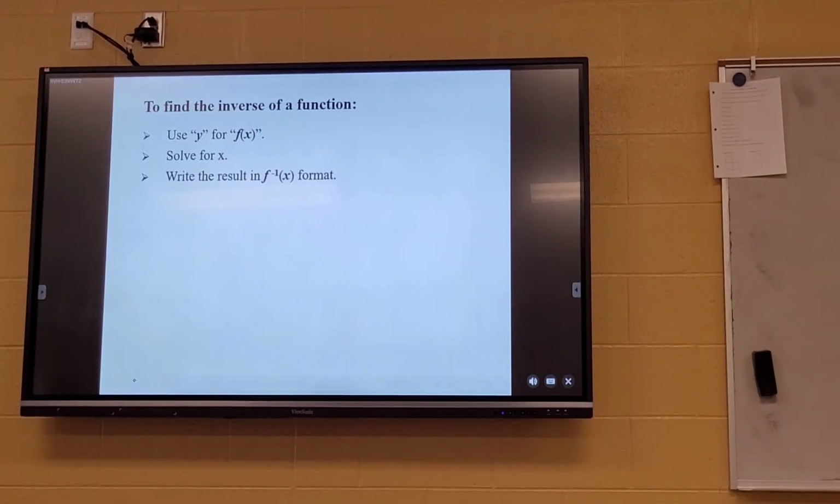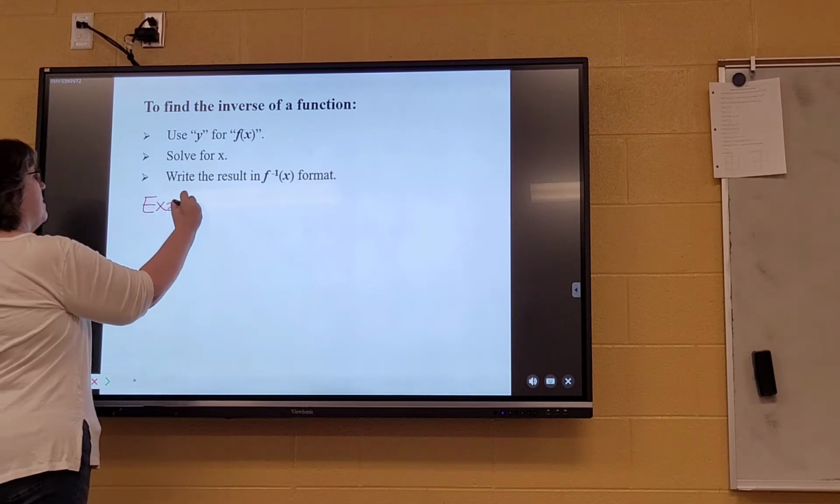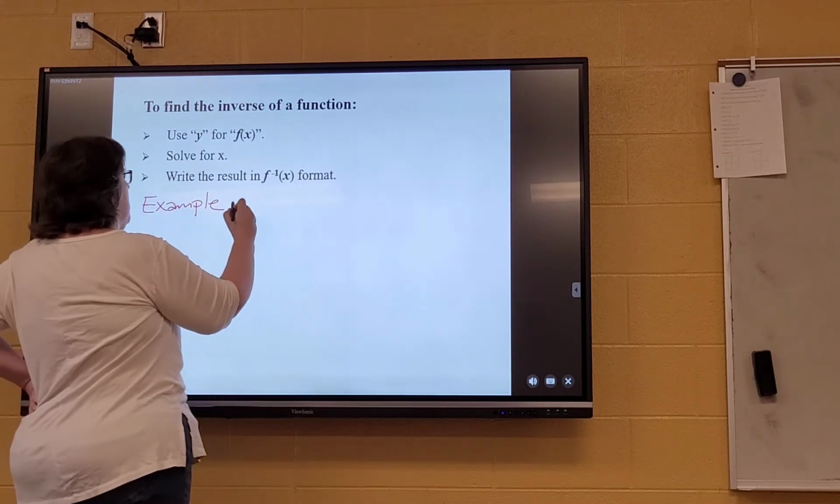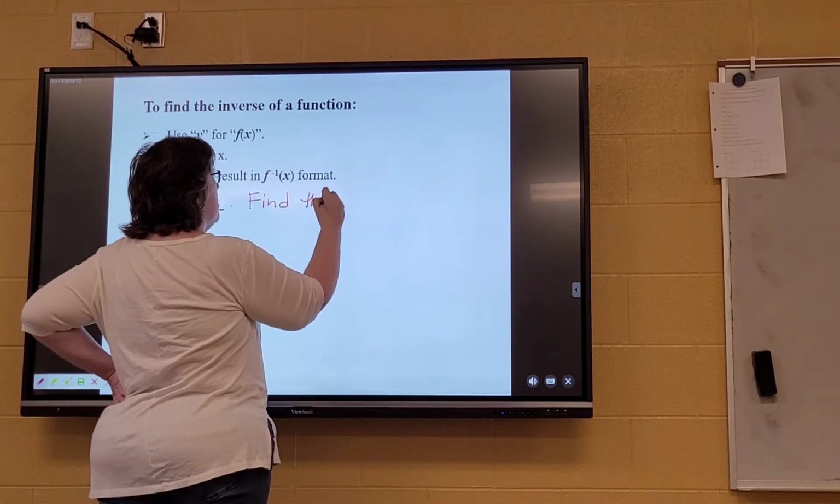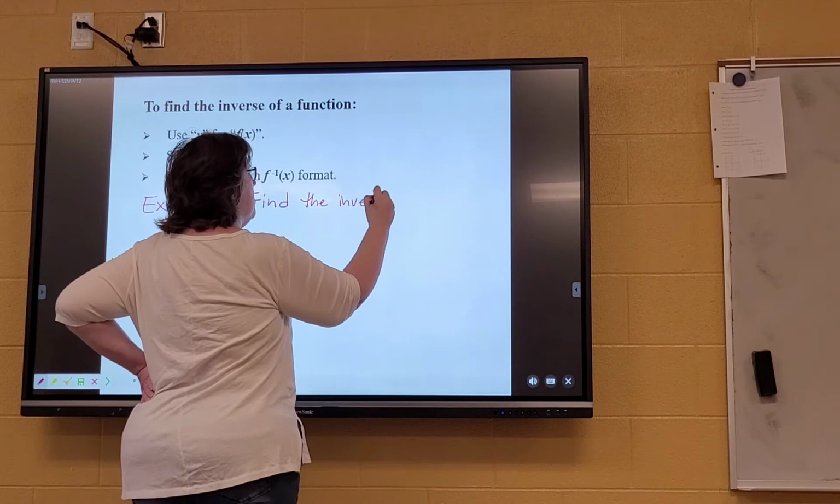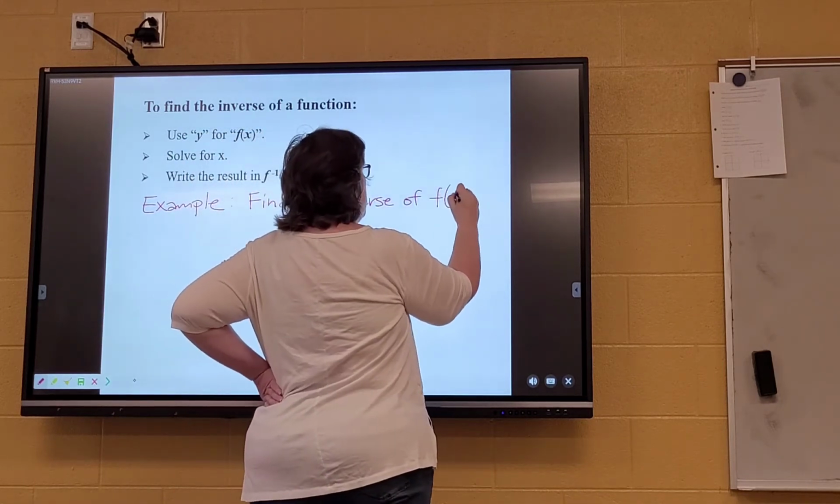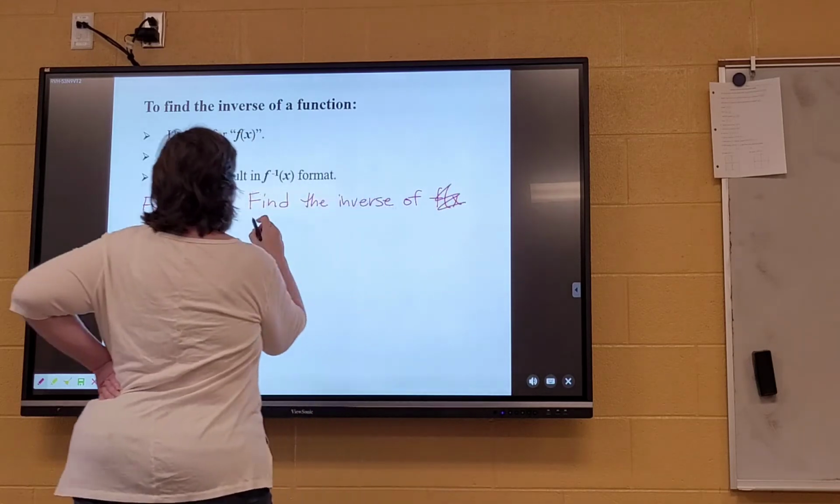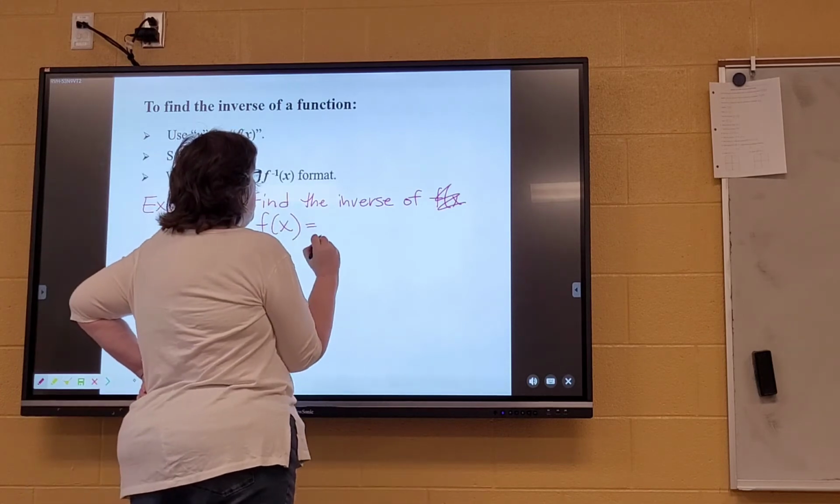All right, so the last topic is to find the inverse of a function. And here are the steps. And I did not type an example, so let me write an example. As an example, the problem will say, find the inverse. And I'll give some function. Oh, and I'm just going to make up something.